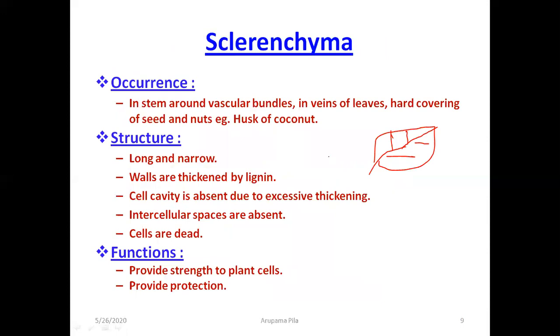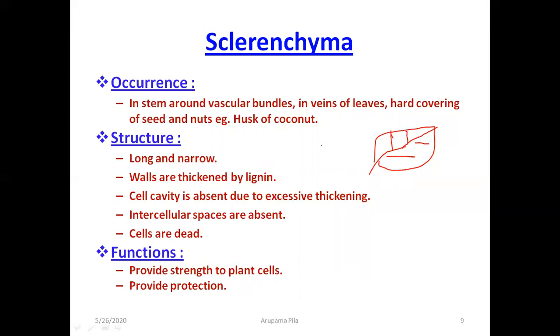So what is the structure? The cells are long, they are narrow, and they have walls thickened with lignin. And the cell cavity is absent due to excessive thickening. Intercellular spaces are also absent, and cells are considered dead.